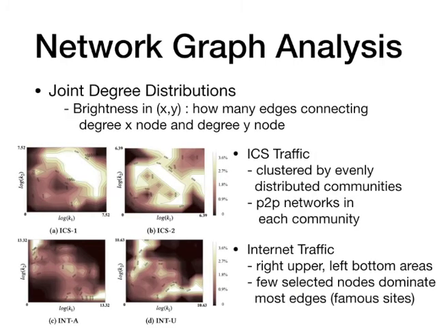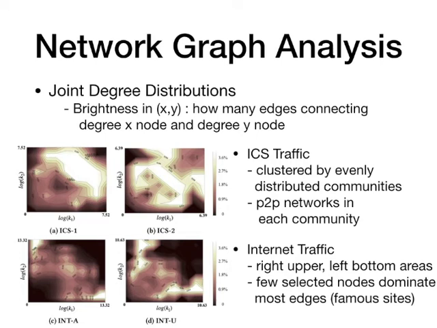For the second, we try to employ the JD graph, or joint degree distribution. In each graph, the point x and y and its brightness of color represent how many edges we can find in each network traffic that are connecting nodes with degree x and nodes with degree y. When we look at the two graphs from ICS traffic, the areas of bright color are widely distributed compared to the internet traffic. That means they're forming P2P networks.